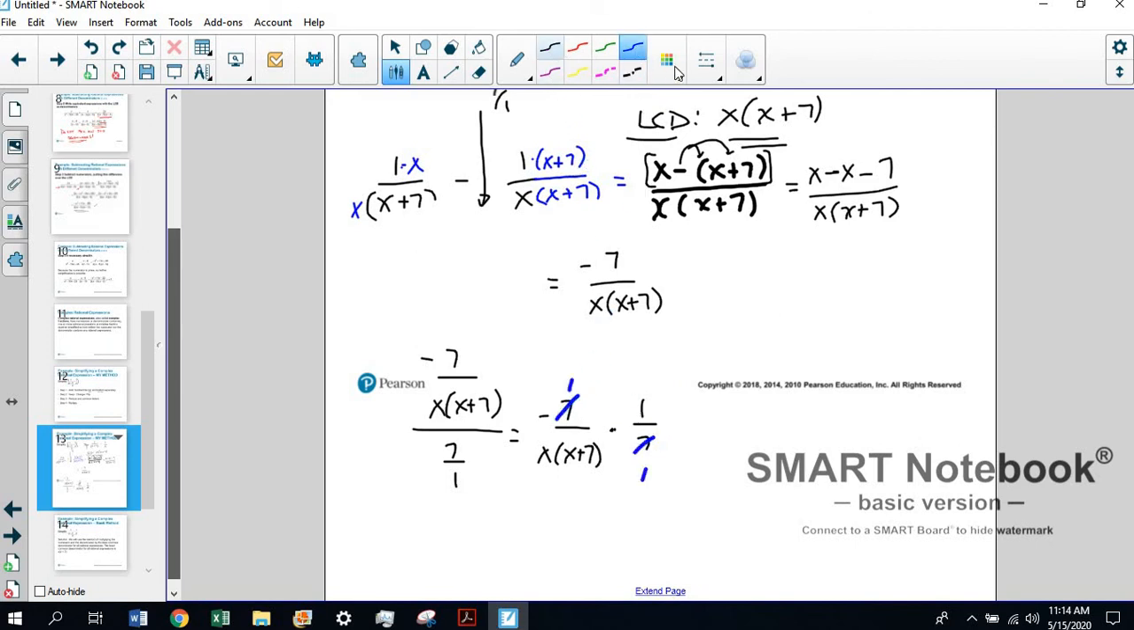Don't forget that negative sign. And so you end up with negative 1 on top and x times x plus 7 on the bottom. And then, of course, x is not allowed to be 0 because of this x, and it's not allowed to be negative 7 because of that plus 7. Okay? So you got to denote your domain every time. All right, so that's my method.